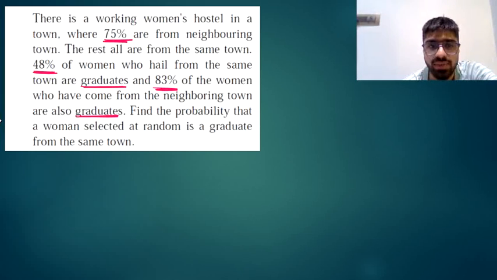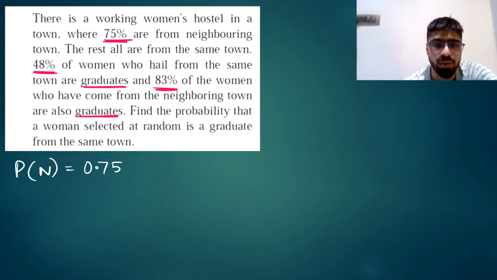Find the probability that a woman selected at random is a graduate from the same town. Okay, let's first interpret the entire data and then go for identifying what the question is. Probability of a woman from a neighboring town is 75%, so let's call it 0.75. Let's not deal in fractions for now.